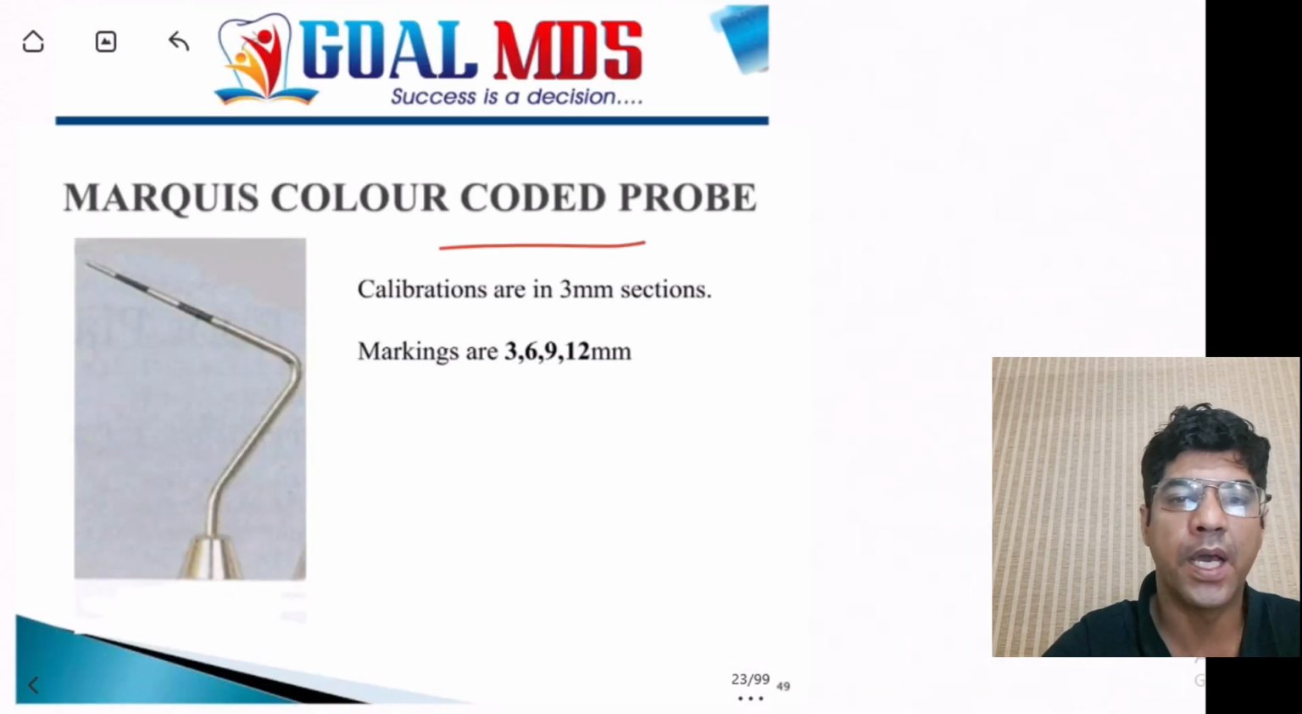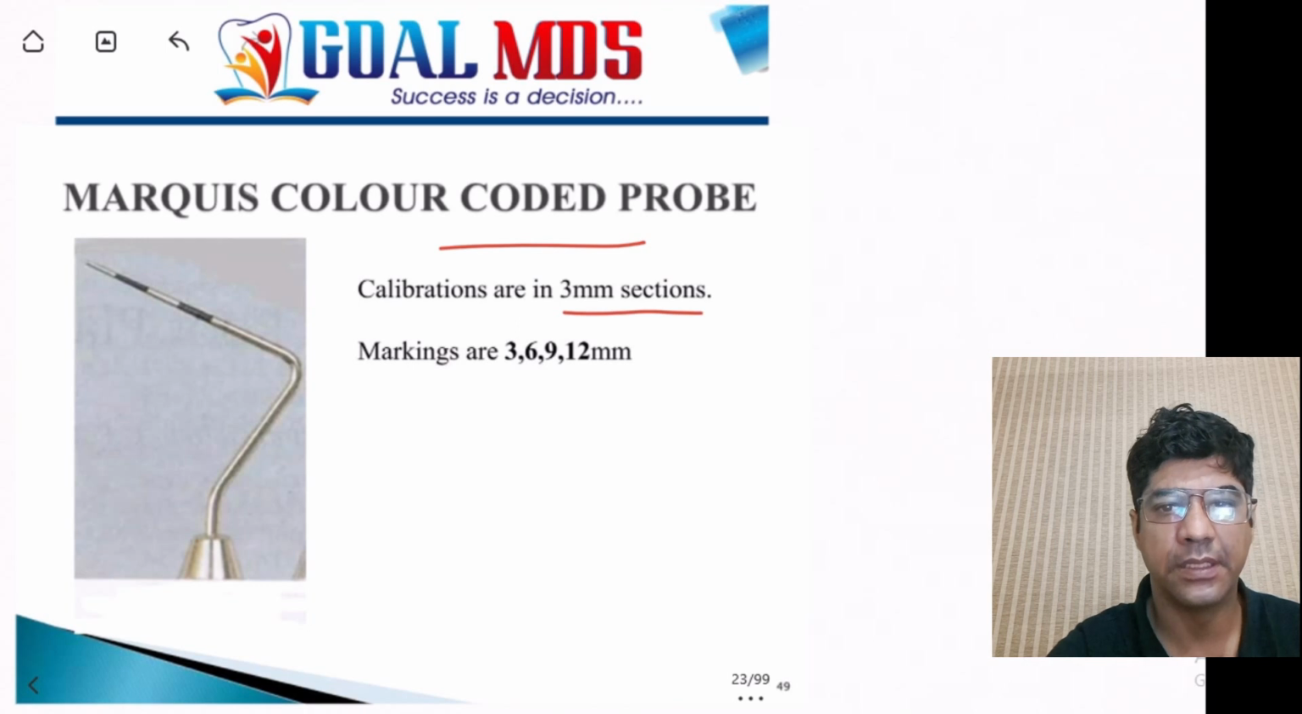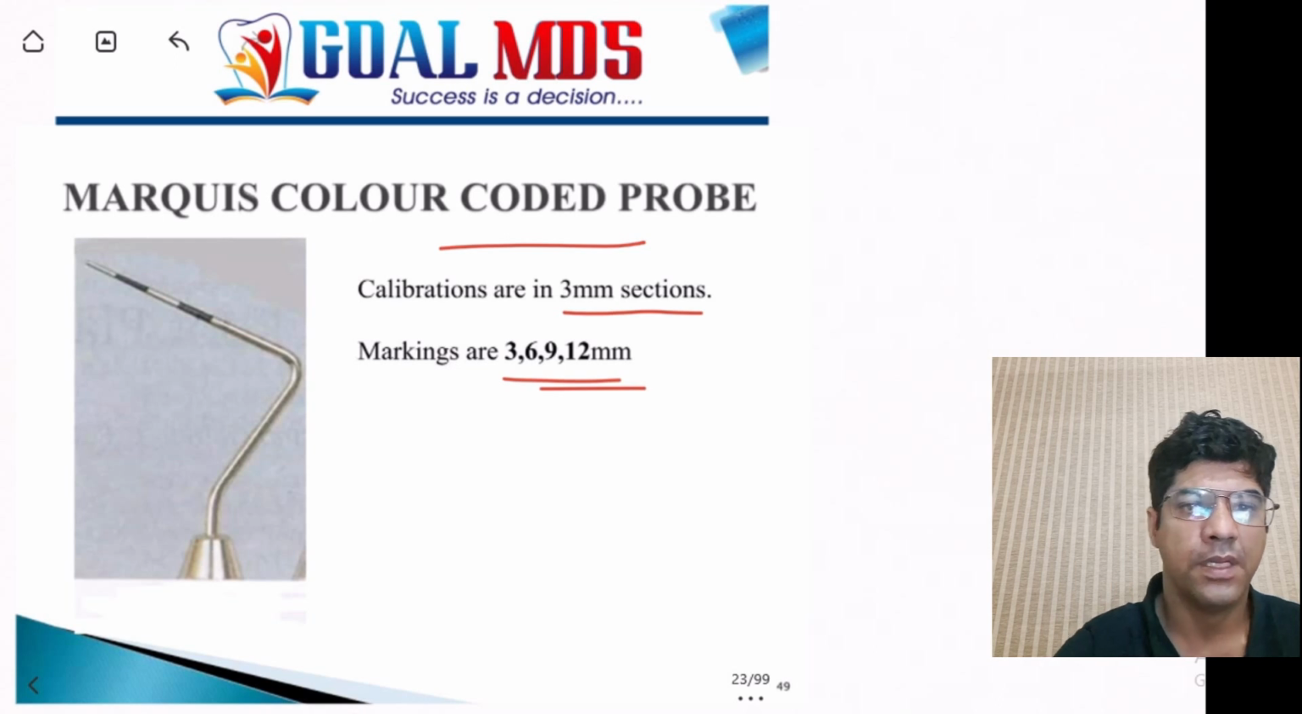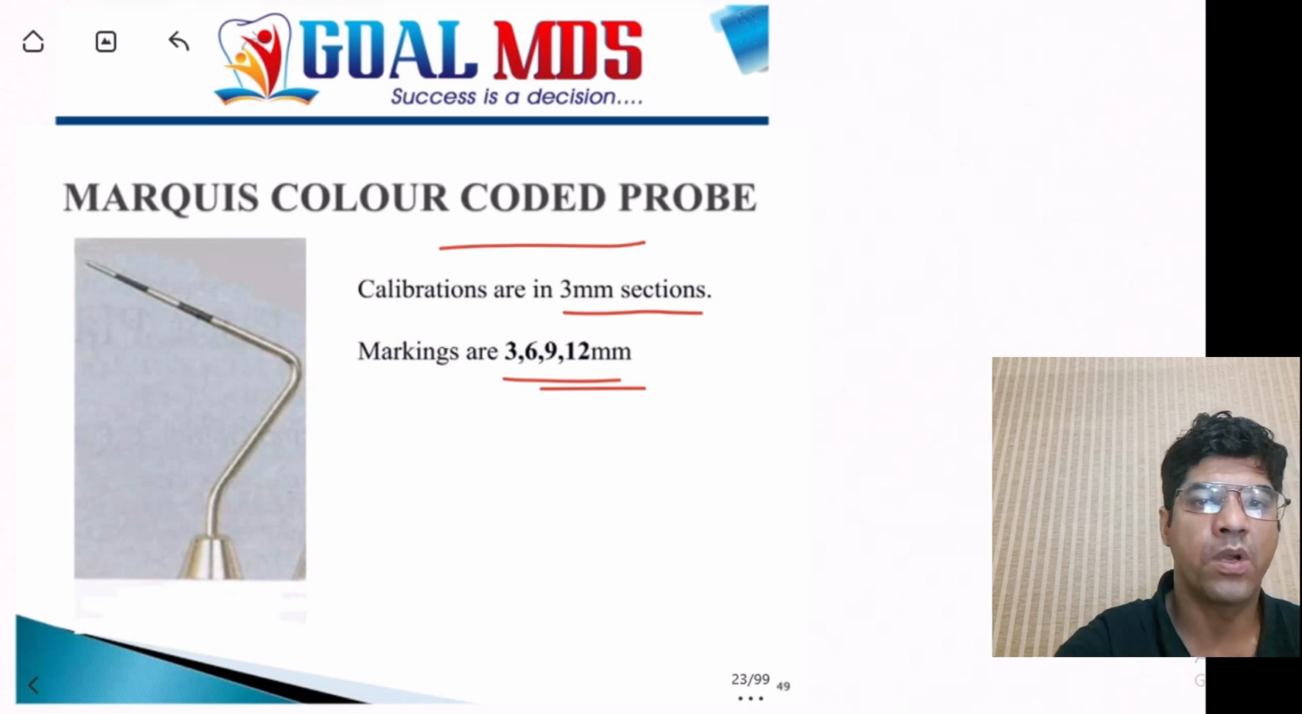These color code points can provide visual clues to quickly identify the specific depth as you are measuring. The other is the Marquis color coding probe. The markings are in 3 mm sections and it has markings at 3, 6, 9 and 12 mm. It is again used for measuring the pocket depth.